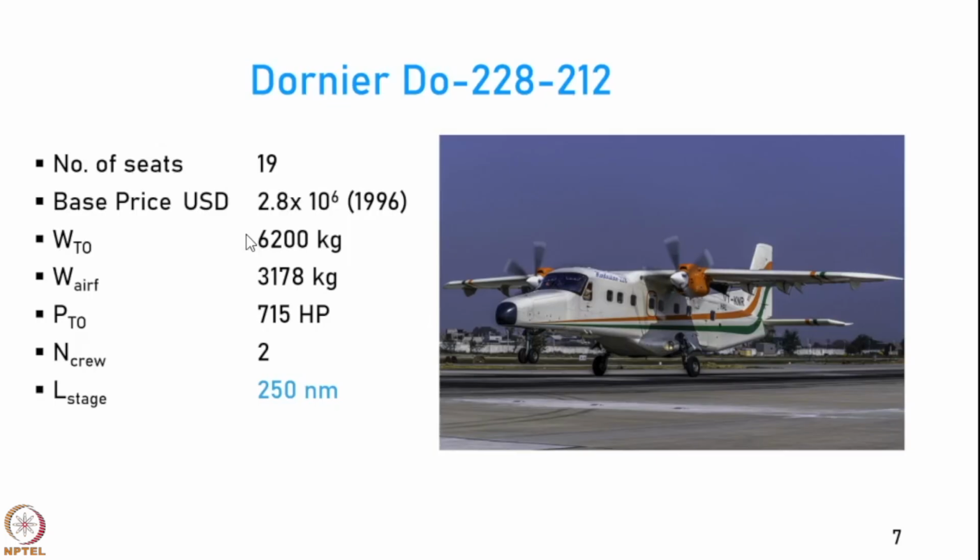We have assumed the aircraft maximum takeoff weight to be 6200 kg and airframe weight to be 3178 kg, and the power plant per engine to be 715 horsepower, and we operate the aircraft with 2 crew members. We are assuming a particular route where the stage length is 250 nautical miles. So, the calculations will be done for a stage length of 250 nautical miles.